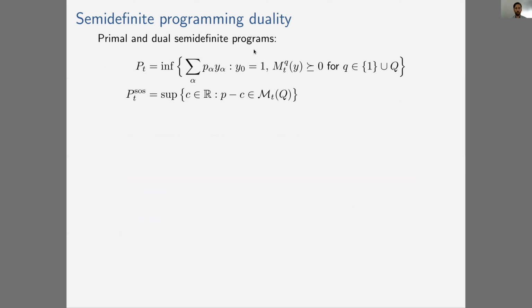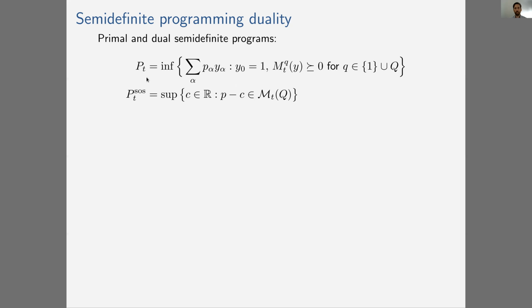Okay, so let's go back a bit to the sum of squares hierarchy that we saw yesterday. So here on top we again have the moment hierarchy. Our polynomial optimization problem was a minimization problem, right? And we could also call this the primal hierarchy, a hierarchy of relaxations. So each pt gives a lower bound on p. And then what we did yesterday is we dualized, right? So we went from a minimization problem to a maximization problem. And there we took inner approximations of the cone, which also gives us lower bounds on the optimal value of the polynomial optimization problem.